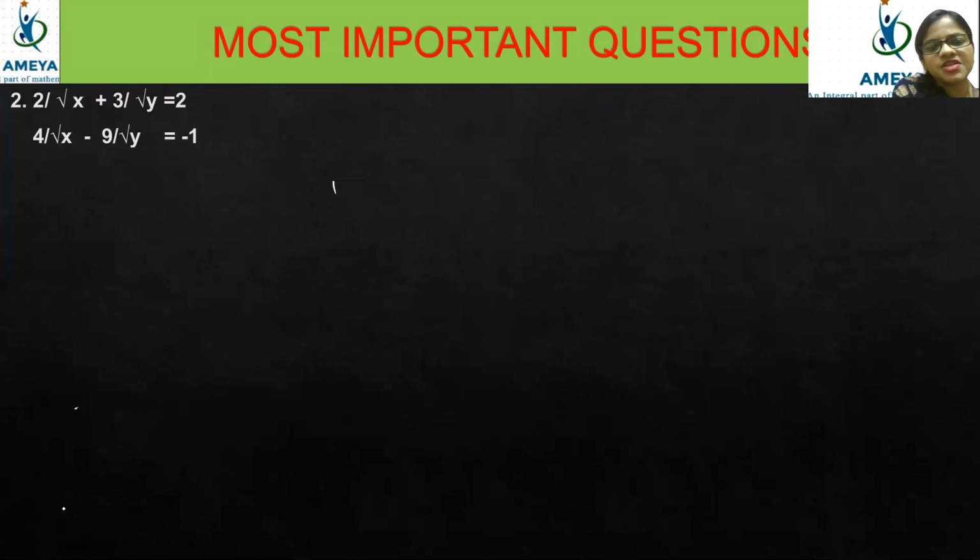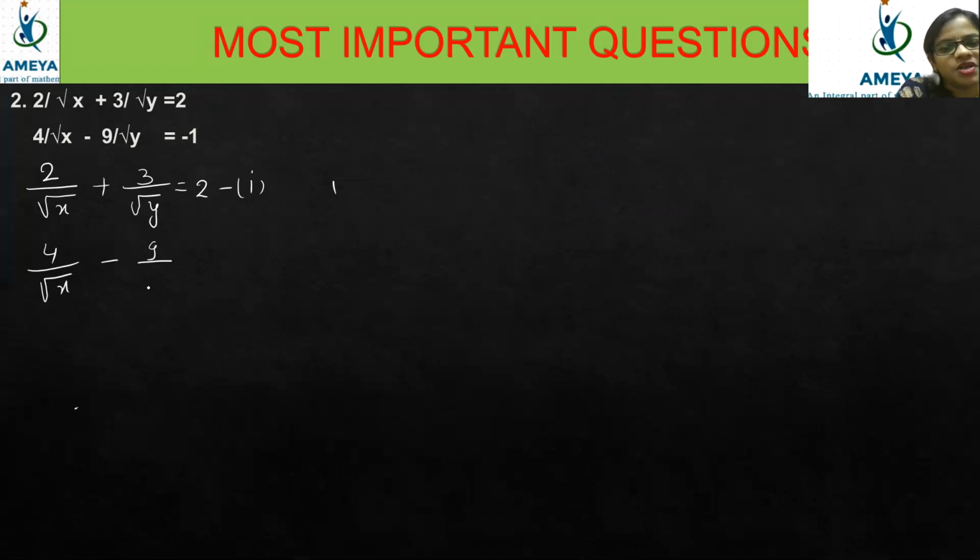So next question is again like the same: 2 by root under x plus 3 by root under y is equal to 2. Take it as equation 1. Now 4 by root under x minus 9 by root under y is equal to minus 1. 100% you know what you have to do now, because in equation 1, 3 is there, and in equation 2, minus 9 is there. So if we multiply equation 1 by 3 and add it to equation 2, our work will be over.